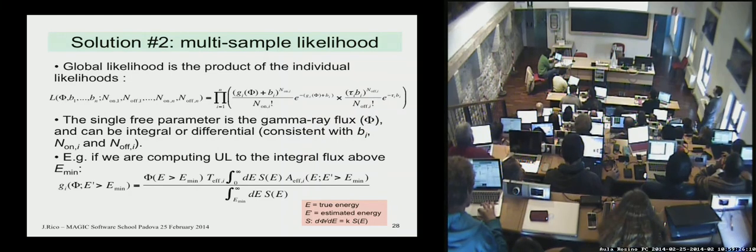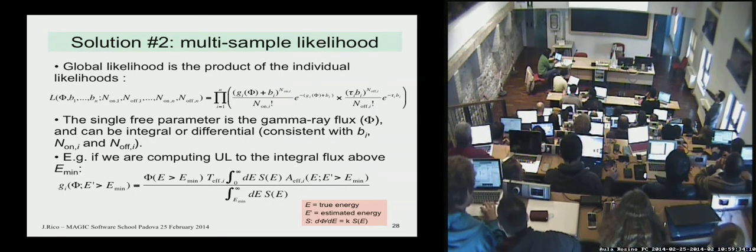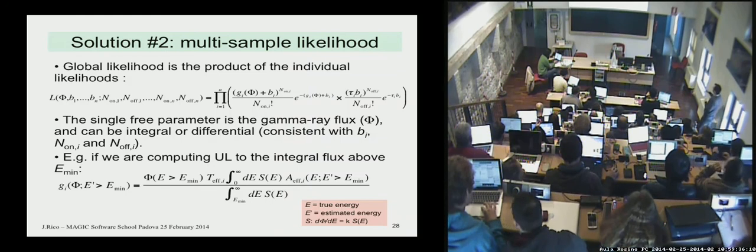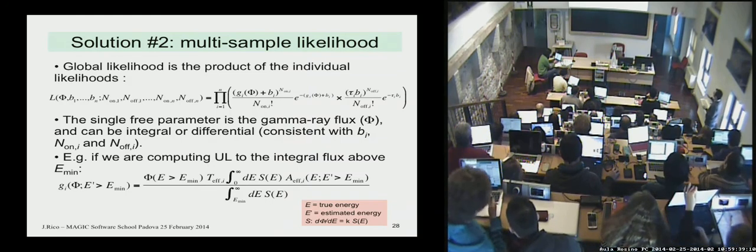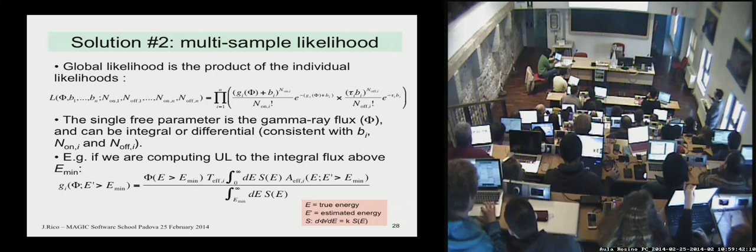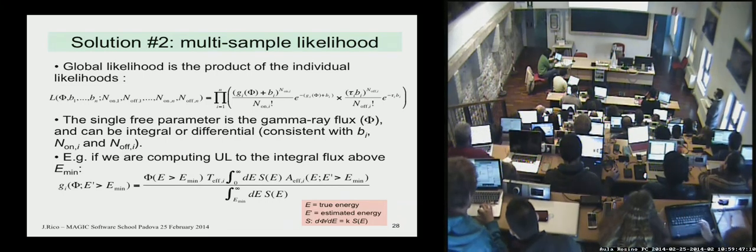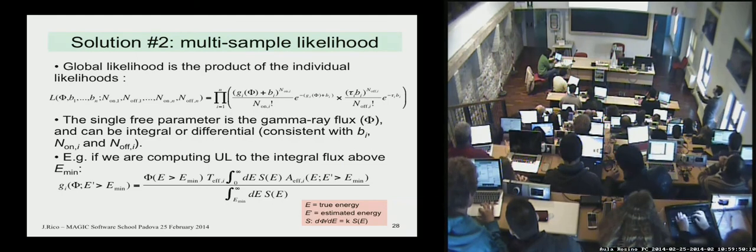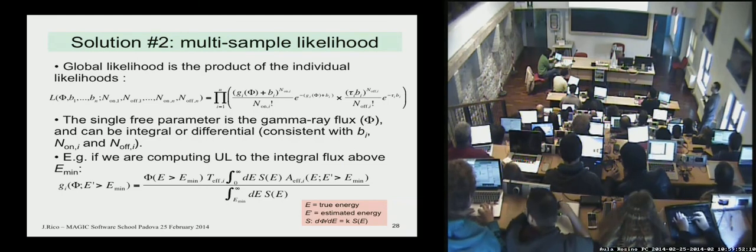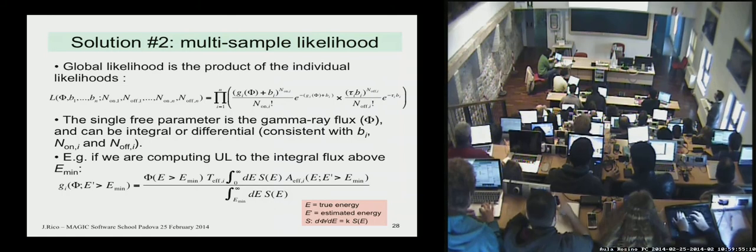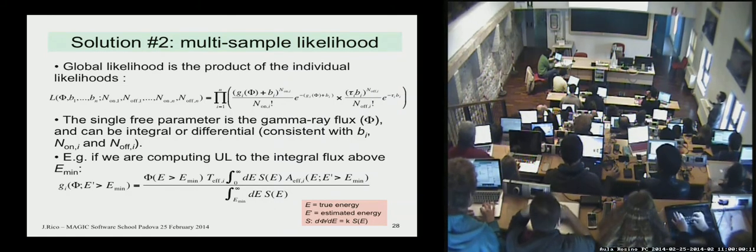N is the number of samples we have. And it will use all this data, N on and N off for the first sample, and so on to the nth sample, okay? And now the likelihood will be the product of all these Poissons for the different samples. Now, since you want to measure a single parameter or put a limit to a single parameter, this single parameter has to be used in order to compute the expected number of gamma rays in each of the samples. Okay?